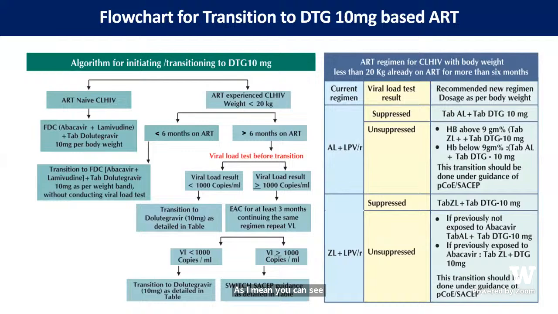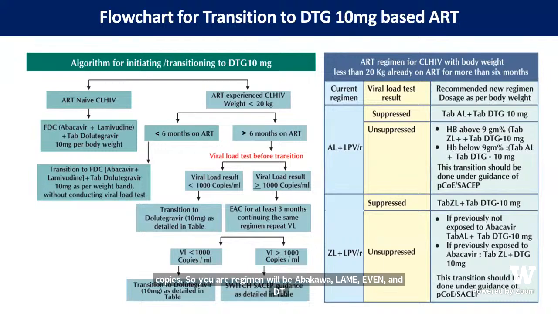Or if the viral load is more than 1000 copies, then you have to do extended adherence counseling for at least 3 months, continue the same regimen and repeat viral load. If viral load is less than 1000 copies, then transit to the dolutegravir. If viral load is more than 1000 copies, switch as per the SSAP guidelines. Now here we have 4 scenarios. If the child is on abacavir, lamivudine and ritonavir-boosted lopinavir as the regimen before transition, and if viral load is suppressed, that is less than 1000 copies, your regimen will be abacavir, lamivudine and DTG 10 milligram.